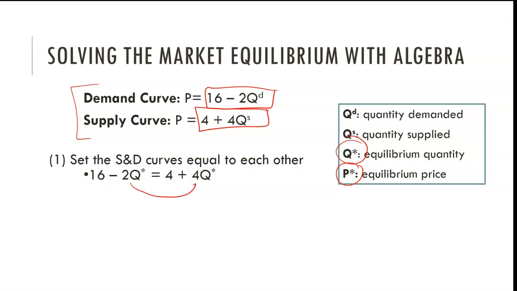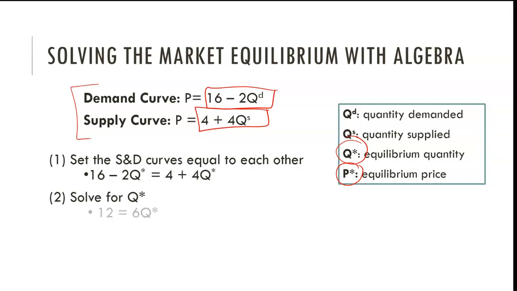So move all the letters to one side, all the numbers to the other, which means you have to do the opposite of whatever the sign is. So here with this negative 2Q, we added 2Q to both sides. Since we're trying to move the 4 from the other side and it's a positive number, then we subtract 4 from both sides.